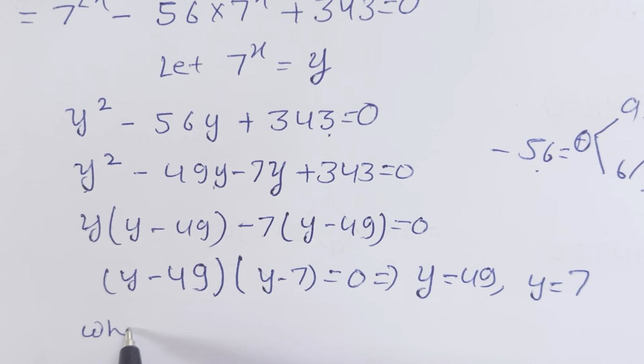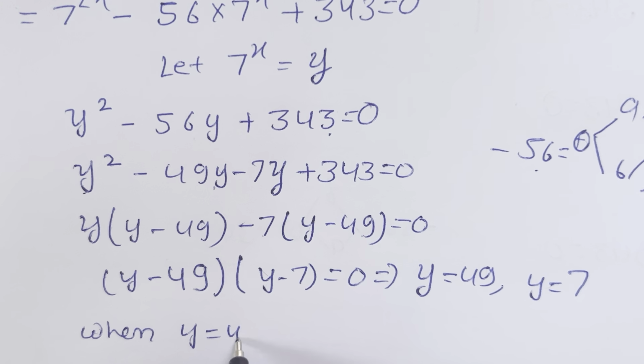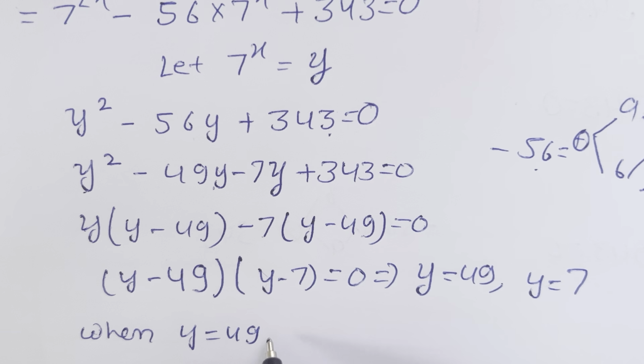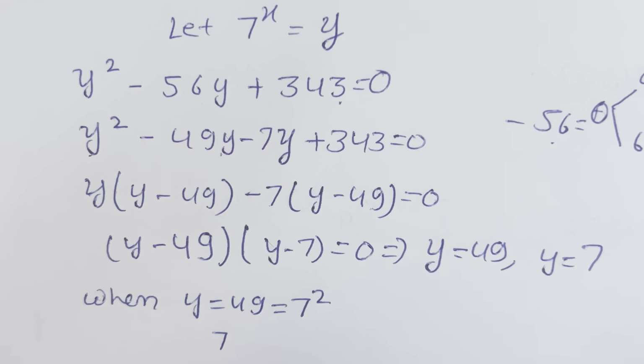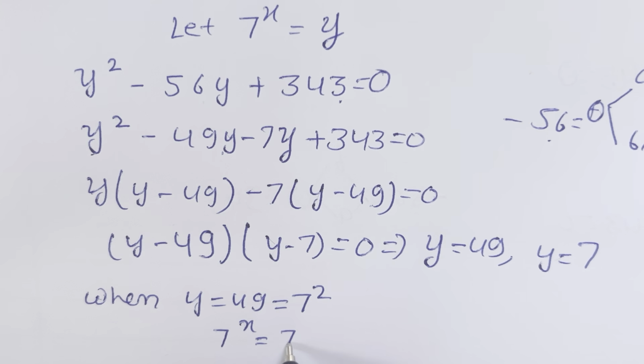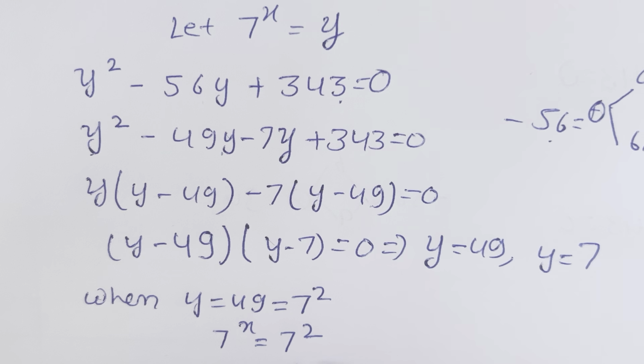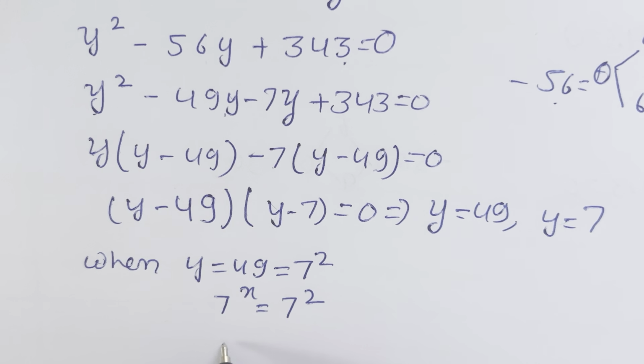When y = 49, I can write 49 as 7². And y = 7^x, which means 7^x = 7². When the bases are the same, the powers should be the same. So x will be equal to 2.